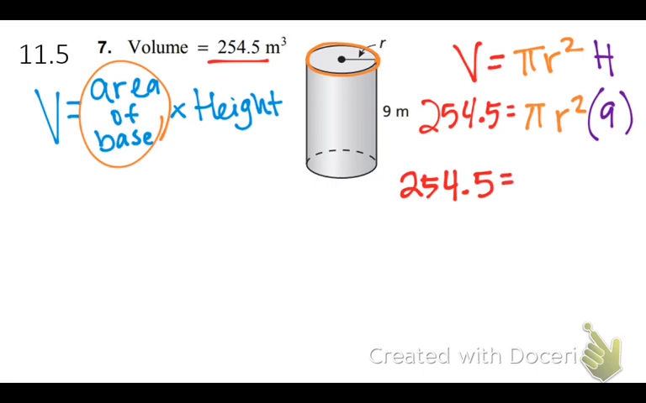Not yet. We're going to multiply. What are we going to multiply together? Pi and 9. So what is pi times 9? 28.26. And then we still have r squared.